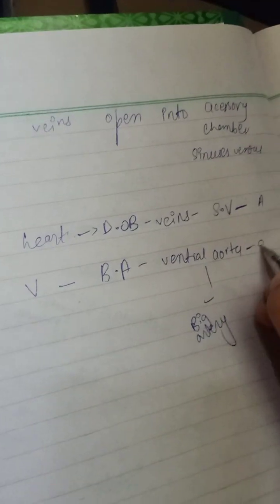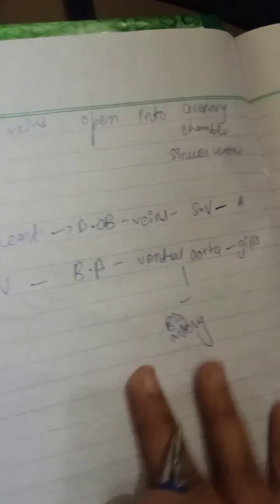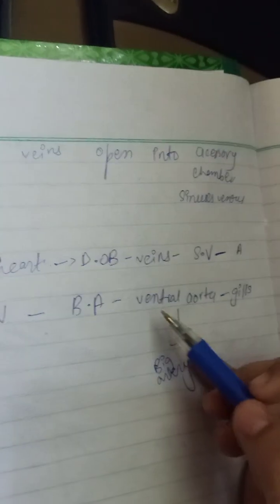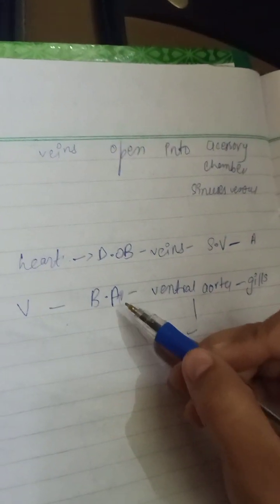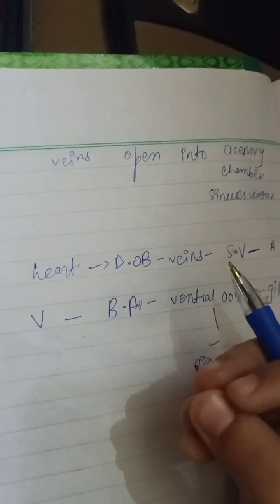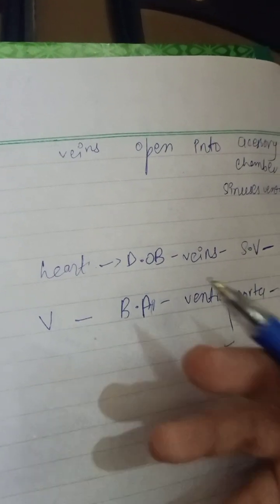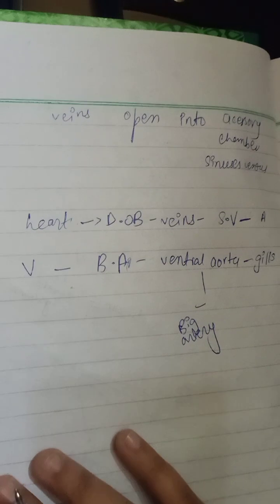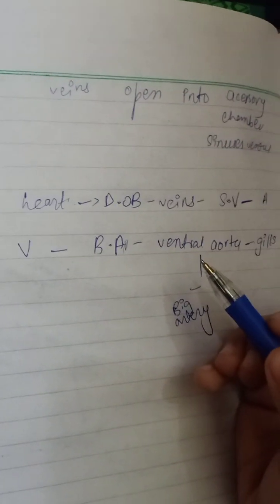After that we are having gills. Okay, so here you can see that after bulbus arteriosus we are having ventral aorta. After that we are having gills. Let me tell you what the bulbus arteriosus is. That is basically a swollen part that maintains blood pressure. Okay, blood pressure. So this is the proximal part of the ventral aorta.